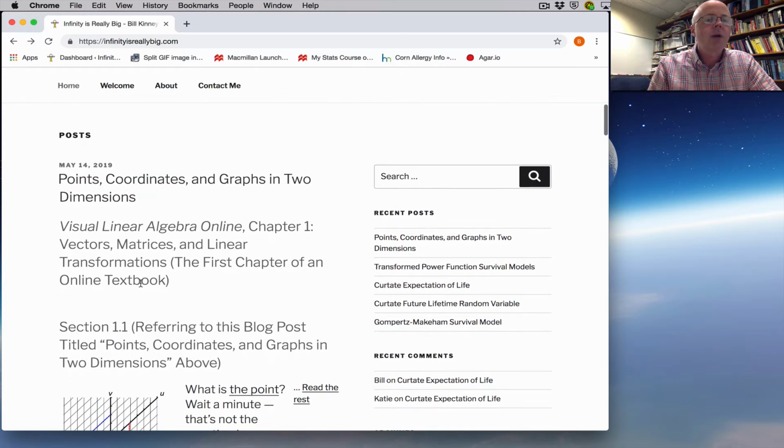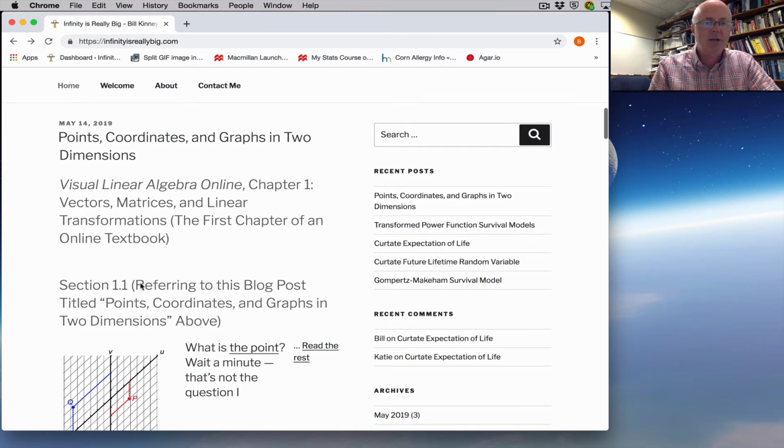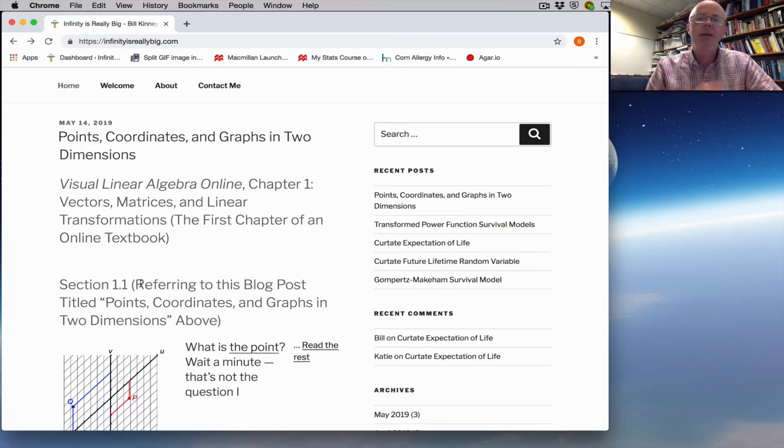All right, so let's go ahead and look at this first section now, with a goal of just helping you see the big picture of what's going on here. The title of the post is Points, Coordinates, and Graphs in 2 Dimensions. And you can essentially think of that as the title for section 1.1 of the textbook. Again, the textbook is called Visual Linear Algebra Online. This is chapter 1. Chapter 1 is ultimately about vectors, matrices, and linear transformations.